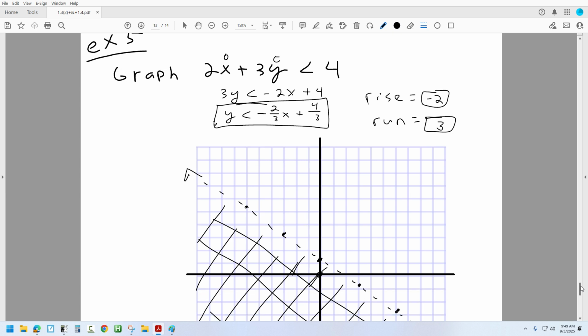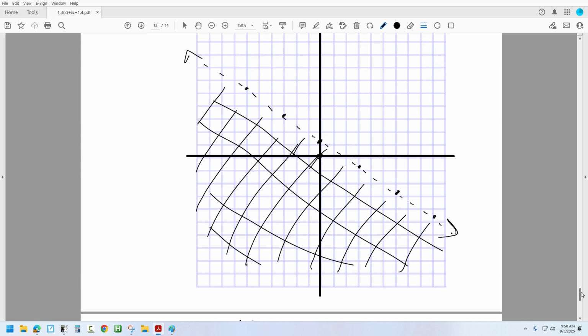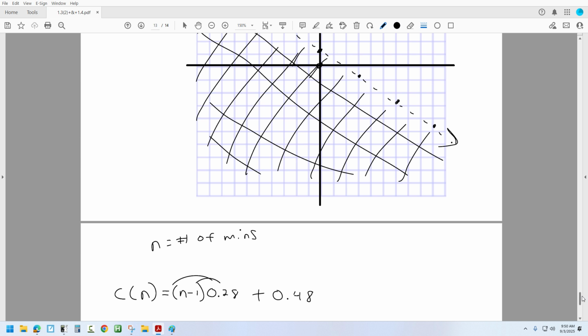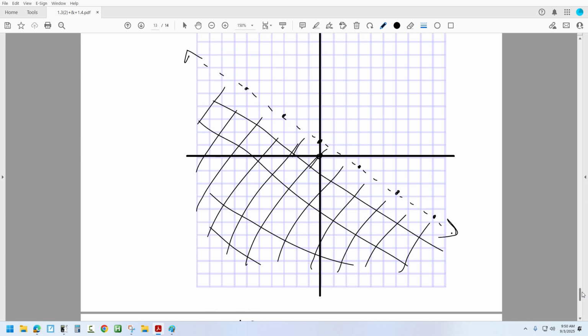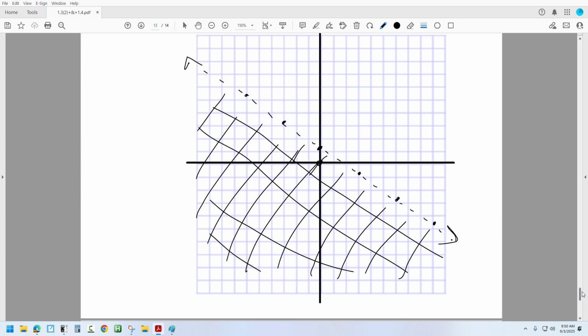Pick a point like 2, 2. If you plug in 2, 2, that's not going to work. 4 plus 6 is less than 4? No. That's because that's up here. It's not in the shaded area. Okay, so that's graphing inequalities. Any questions on that? Yes?